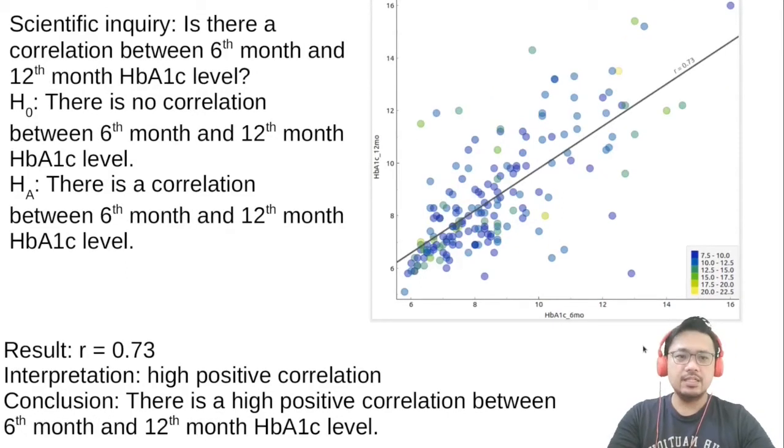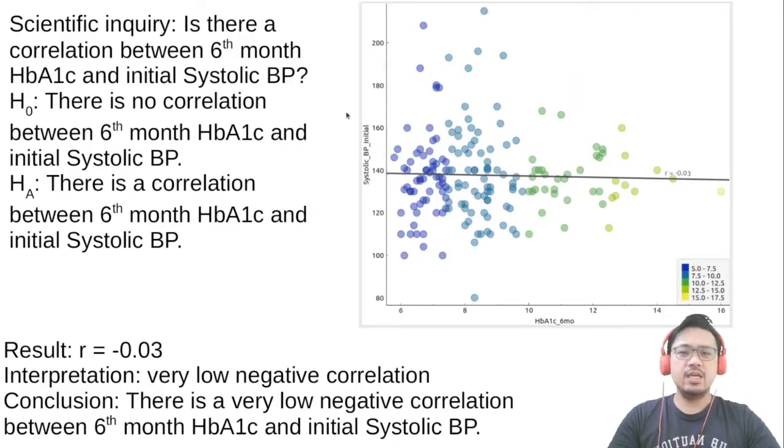Next, between 6-month and 12-month HbA1c level, the Pearson coefficient we got is 0.73, which means there is a high positive correlation. Next, between 6-month HbA1c and initial systolic blood pressure. Logically, these are two different entities. One is about sugar and the other blood pressure. However, for the sake of practice, we will still correlate them.